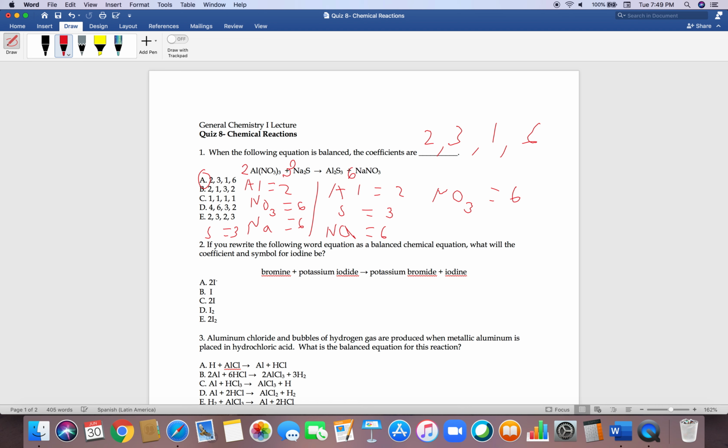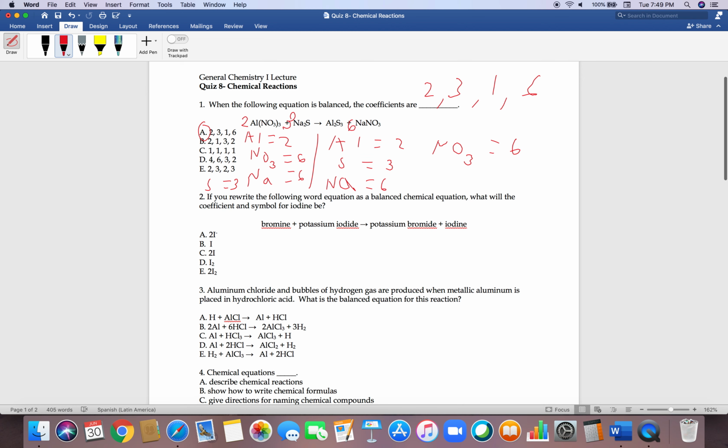For the rest of the problems, I won't go through and write how many atoms are on each side. You can just trust that I've done it correctly. But if this helps you, feel free to do that, but just know it will take up some time on your exam. So question 2 says, if you rewrite the following word equation as a balanced chemical equation, what will be the coefficient for iodine? So let's do that.